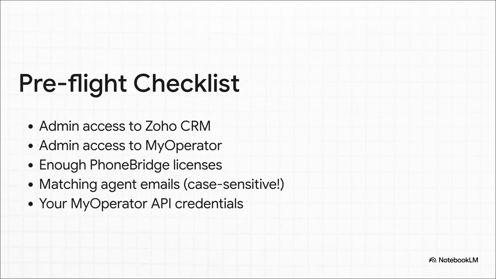So here's what you're going to need. First, make sure you've got admin access to both your Zoho and your MyOperator accounts. You'll also want to double check that you have enough phone bridge licenses in Zoho for all the agents you want to hook up. Now, this next one is absolutely crucial. The agent emails, they have to match exactly in both systems. And yes, it is case sensitive. That's a common trip up. And finally, just have your API credentials from MyOperator ready to copy and paste. We'll show you exactly where to find those in just a moment.